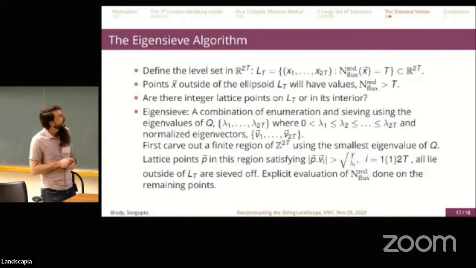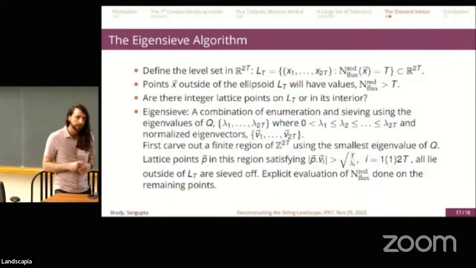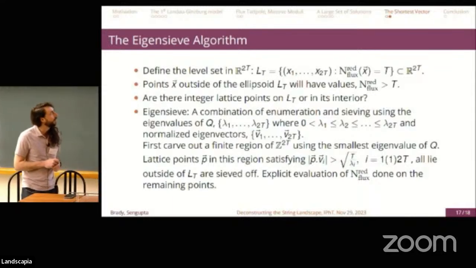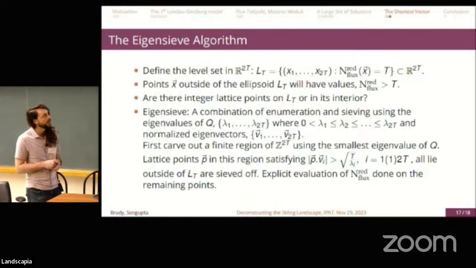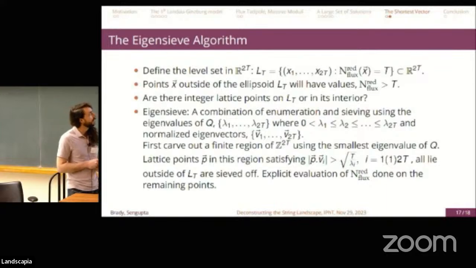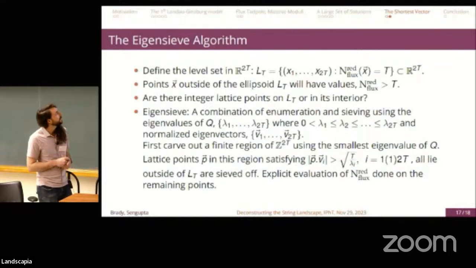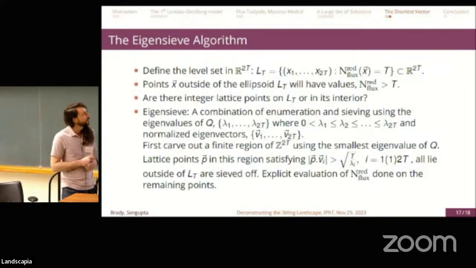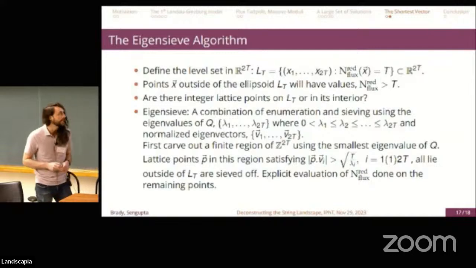So we define a level set in R2T, which is this. And points that lie outside of this ellipsoid will have guaranteed values that are larger than our t-bound. So the question we ask is: are there integer lattice points on LT or in its interior? We call this procedure the eigensieve method, an algorithm. And it's really just a combination of enumeration and sieving techniques.